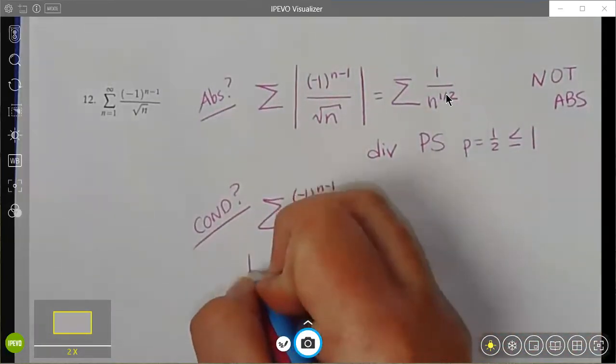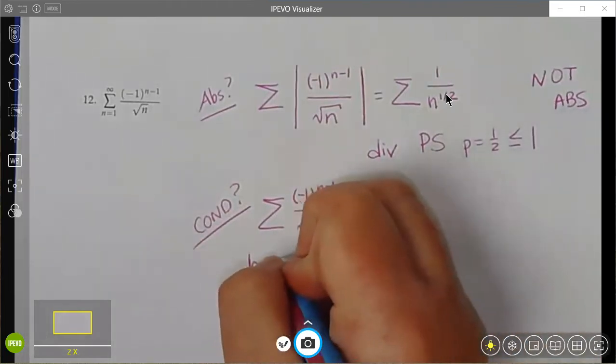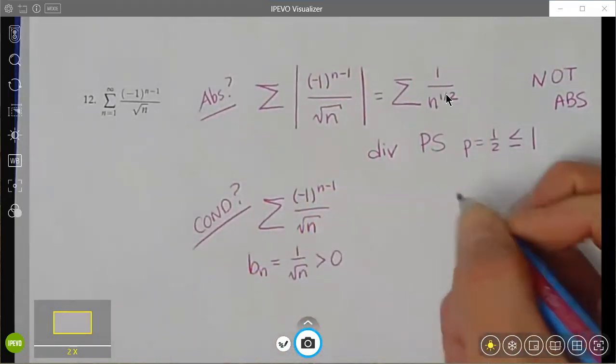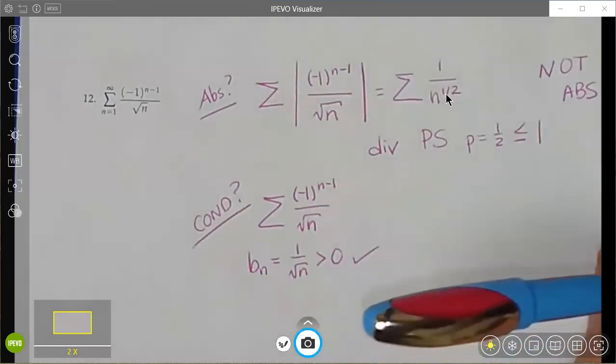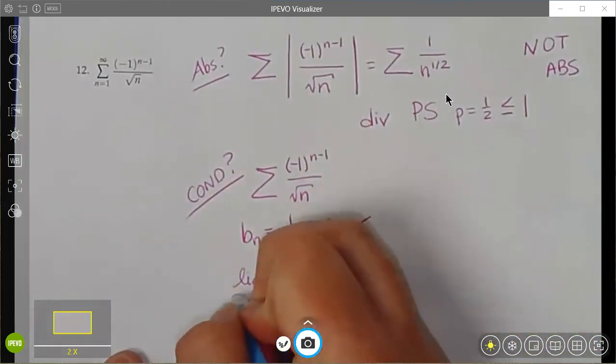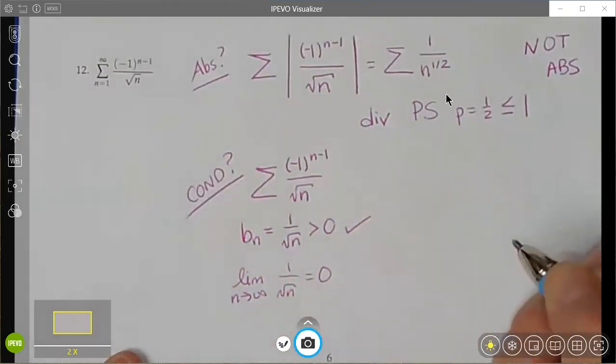I'll start by pulling off the part that has the alternating sign. That gives me a b sub n of 1 over the square root of n, which is greater than 0. So I meet my first criterion for the alternating series test. The next thing is to take the limit as n goes to infinity of 1 over root n. That's 0, so that's good. I meet my second criterion. And then I need to show that it's decreasing.